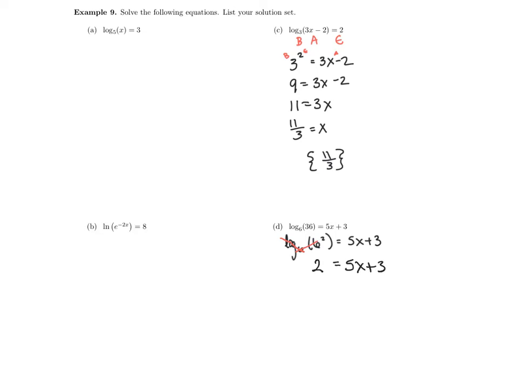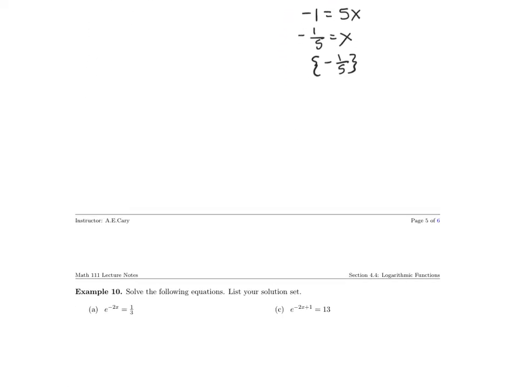I'm going to subtract 3 on both sides. So negative 1 is equal to 5x. Divide both sides by 5, and I get negative 1 over 5 is equal to x. Put that into a solution set. Okay, not too bad. So we're just practicing a few of the rules that we've already learned. Let's practice just a little bit more. We have 4 more problems on the next page.